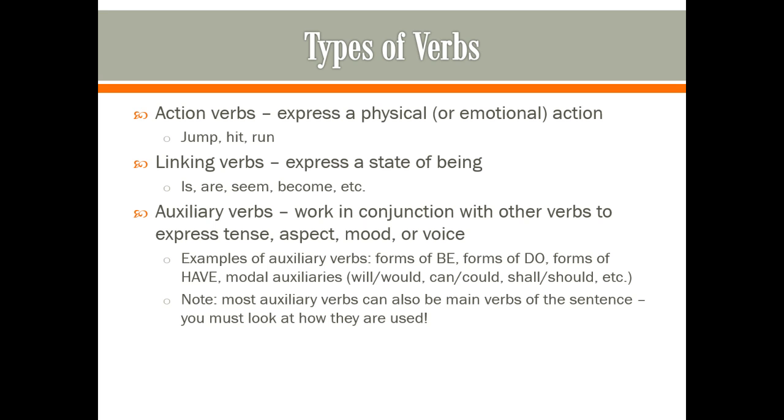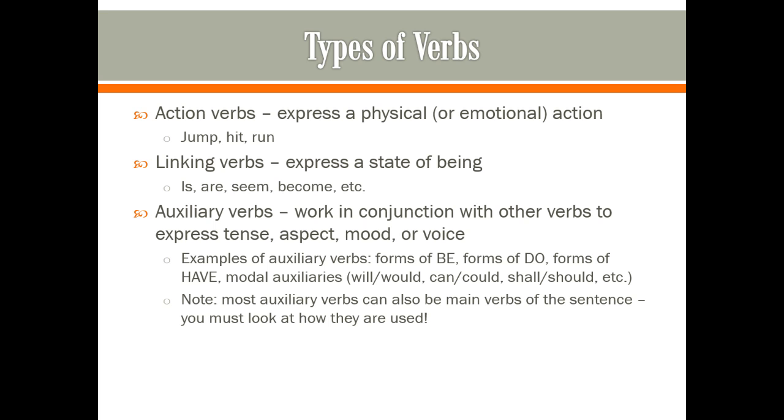And then the auxiliaries. Auxiliary verbs will work in conjunction with other verbs to express tense, aspect, mood, or voice. You will also see these referred to as helping verbs. The examples of auxiliary verbs: the forms of be, the forms of do, and the forms of have. And then you have the modal auxiliaries. These are words like will or would, can or could, shall or should.